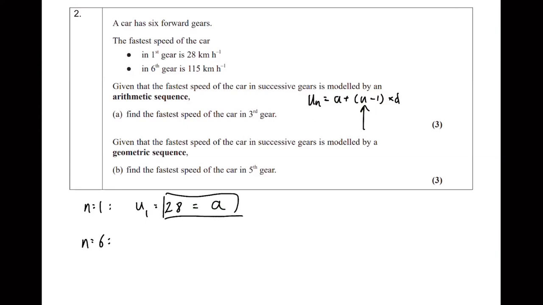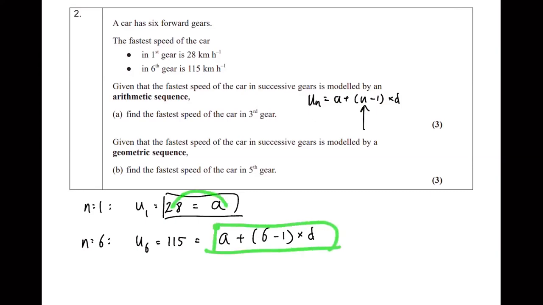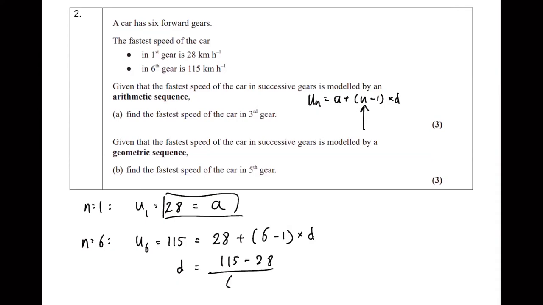How about if n is equal to 6? We know that U6 will be equal to 115. But U6 is the same as saying you use the formula, but you replace the n with 6. What else can we replace in this formula? We found out a is 28. So we can replace the a there with 28. From there, we can solve for d. So what is d? It's just 115 minus 28 divided by 6 minus 1, which equals 17.4. Okay, that's the common difference.